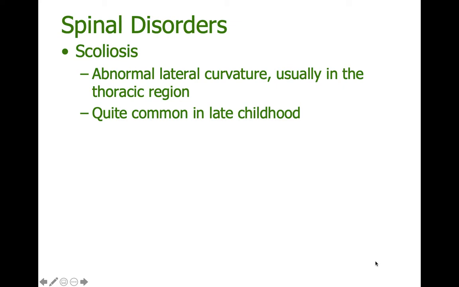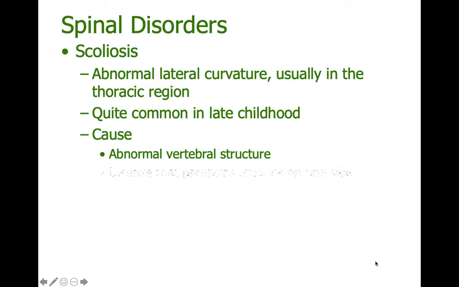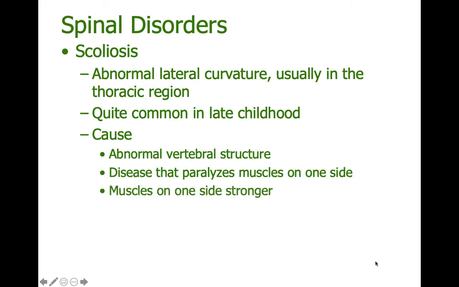It's quite common in late childhood. Causes: abnormal vertebral structure. It makes sense. If you have vertebra where the body is not evenly thick, you're going to get kind of a tilt one way or the other. A disease that paralyzes muscles on one side, so the not paralyzed muscles are going to pull stronger and cause a curvature. Or simply muscles on one side are stronger than the other. This is typically what happens in late childhood.